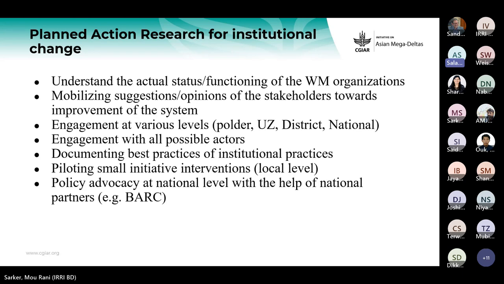And then we will try to engage with all possible actors, because at the moment the Water Development Board is the responsible authority, but in reality, if we want to improve upon that, then we need all other directly, indirectly involved organizations to be on board for discussions and persuasion. And we would like to also identify some best practices of institutions, and then in two polders we'll find some opportunity to follow on some local initiatives in that process as a piloting, so that we can better understand how we can improve upon. And we also obviously have the intention to take it to the national level with the help of Bangladesh Agriculture Research Council.